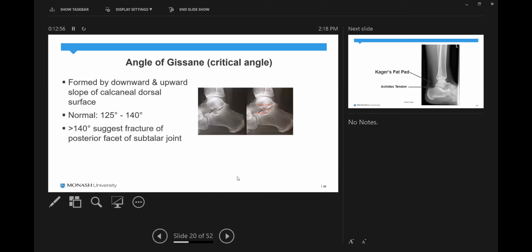The angle of Gissane is also called the critical angle, and it's formed by the downward and upward slope of the calcaneal dorsal surface, and that angle should be between 125 to 140 degrees to be normal. If it's greater than 140 degrees, that suggests that there is a fracture of the posterior facet of the subtalar joint.